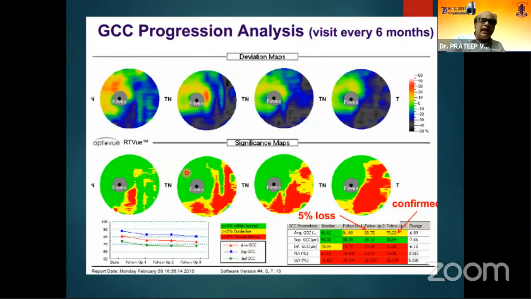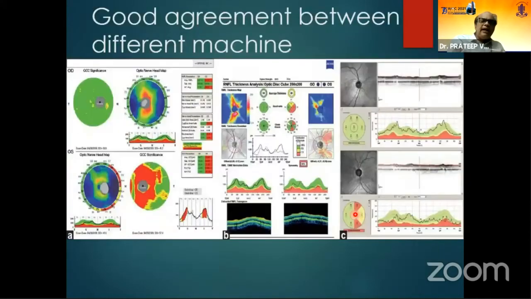And you can see that with the GCC also you can assess the progression, and the progression analysis gives the deviation map and significance map. Significance map is very important, and even if you have less time, just give a brief look, and then you would come to know that the patient is showing a significant progression over a period of time.